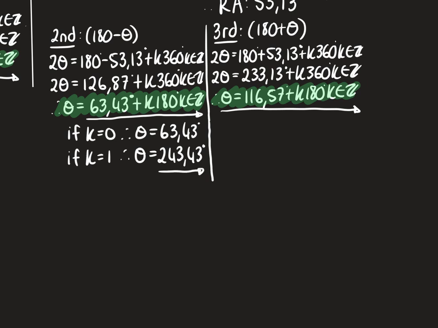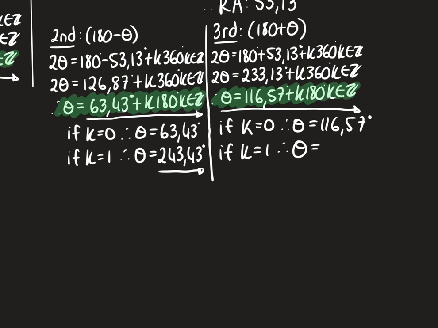Let's now have a look at my solutions for the third quadrant. So now if we make K equal to 0, therefore theta is going to equal 116.57 degrees. Does that fall within my domain of 0 to 360? Yes, it does. Therefore, it's a solution. Let's try 1. Theta, you can do a lot of mental math here, guys. You don't have to put it into your calculator.